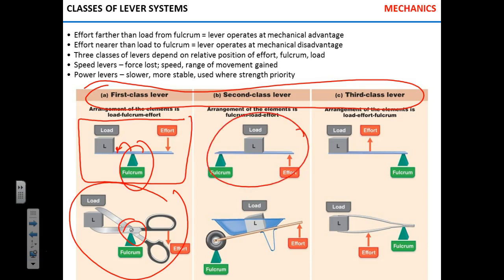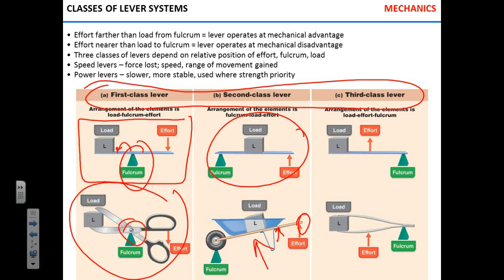Second class lever is the wheelbarrow. Okay? If you ever try to move wheelbarrow around, you know that it's much easier to carry it when you hold at the very end. The closer you get to the load, the harder it is, because you operate with less and less advantage.